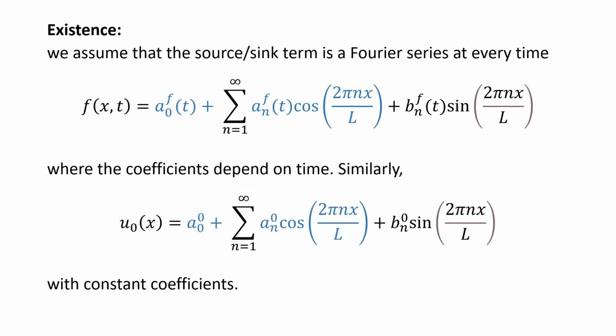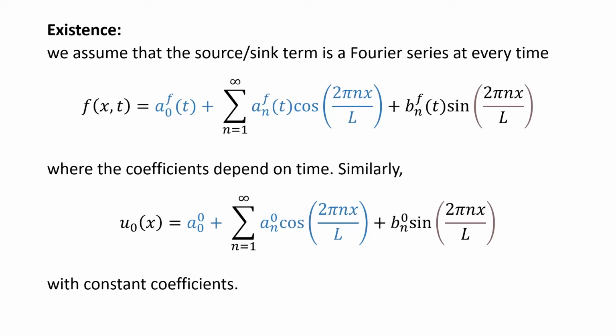We have got a_fn(t) times the cosine of 2 pi n x over L plus b_fn(t) times the sine of 2 pi n x over L. Here the coefficients a_fn and b_fn again are dependent on time. Similarly, we've got a Fourier series, or we assume to have a Fourier series, for the initial data.